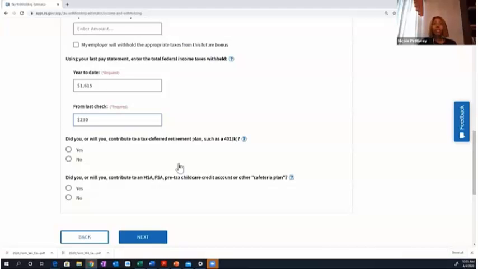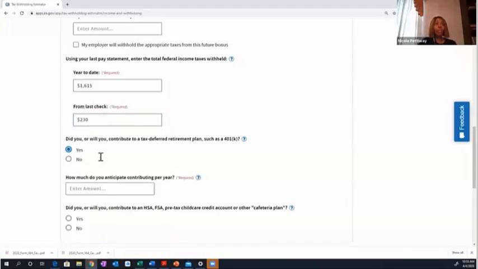So her company matches 100% up to the first 3%. So she invests 3%, so I'm going to put yes here. And then it drops down and says how much. Well, she invests $1,500 because that's what's going to get her the 3% match.